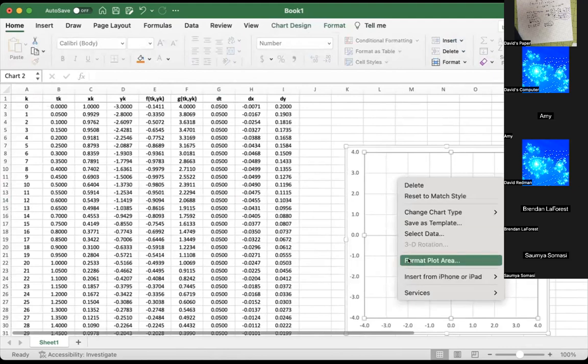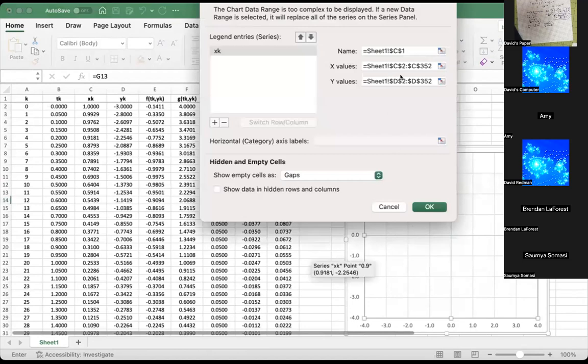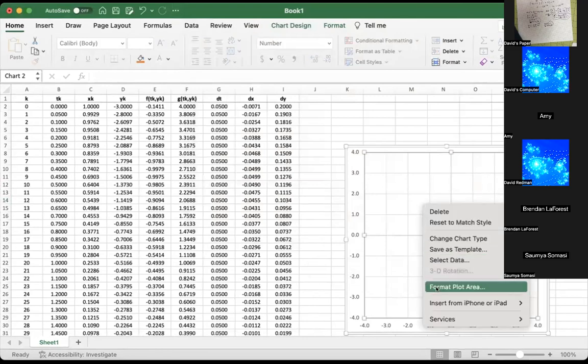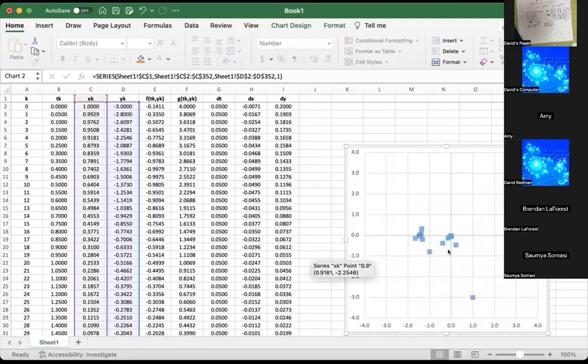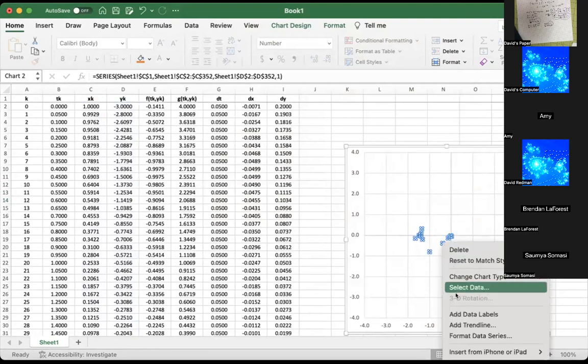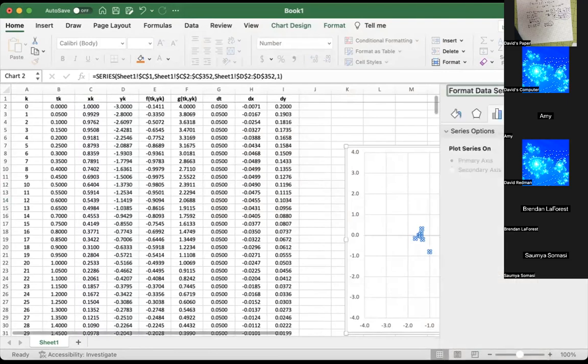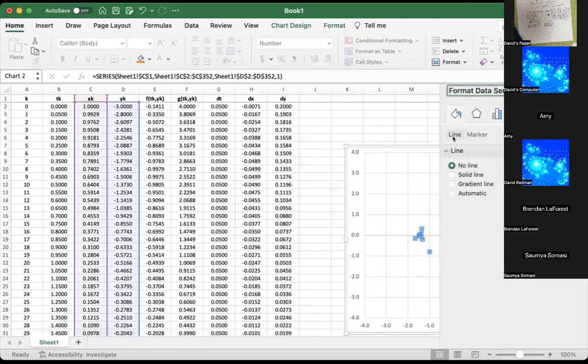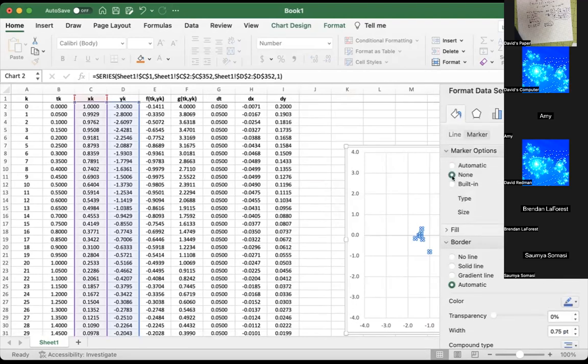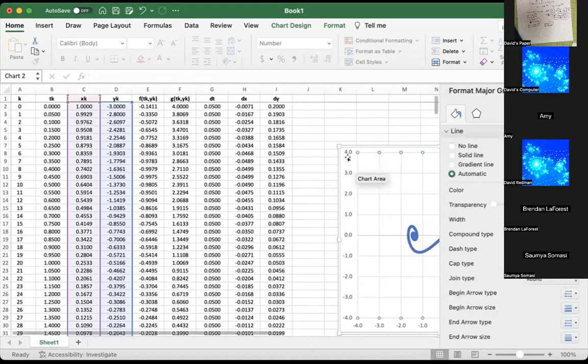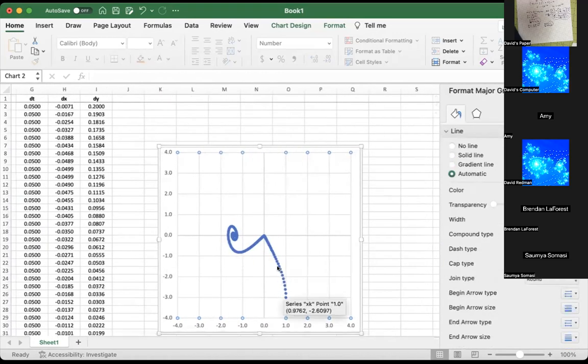Let's do format data series, format plot area, select data. Looks like possibly we erased them. No, they're right there. So, format data. I think the problem is, I turned them off so I didn't see them. Sorry about that. Format data series, markers. I better turn them on before I break something. Okay, I'm going to let you work from here, but see, here are the approximations following Euler's method.